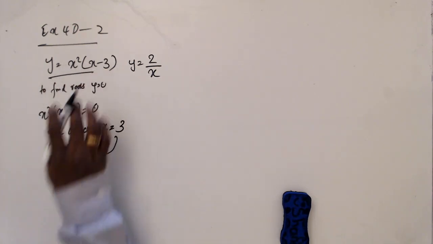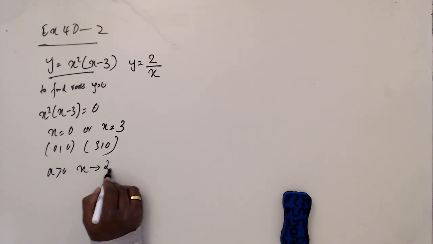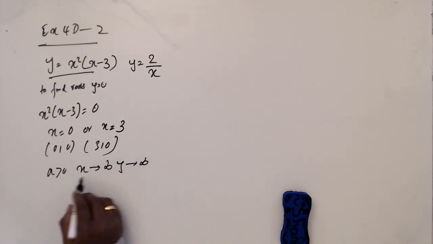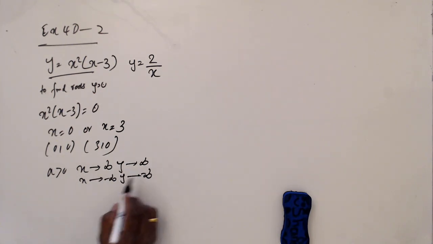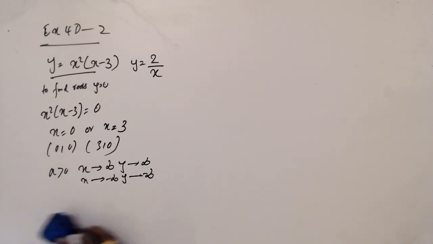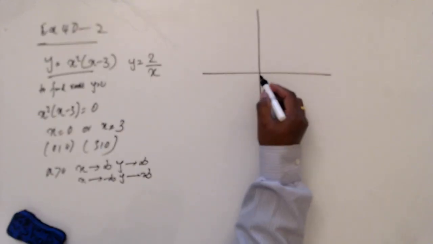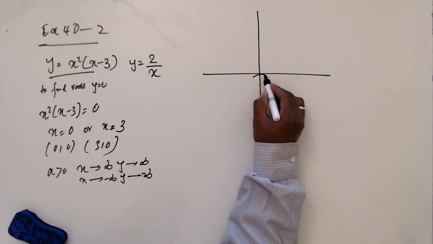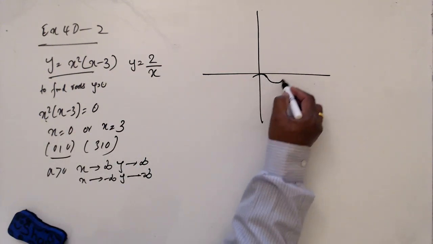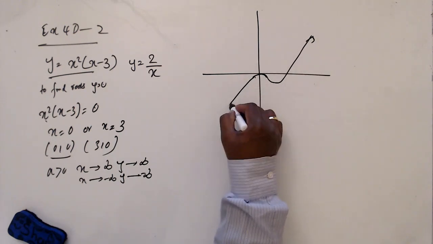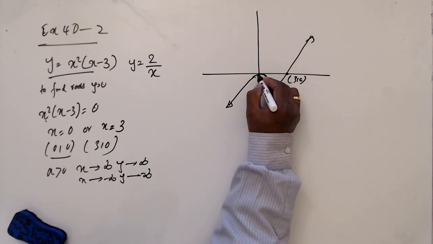And this is a cubic graph. A greater than 0 means as x goes to positive infinity, y goes to positive infinity, and as x goes to negative infinity, y goes to negative infinity. And now we can draw the graph. x equals 0 is a repeated root, and this is going to be (3, 0). This is going to be (0, 0).